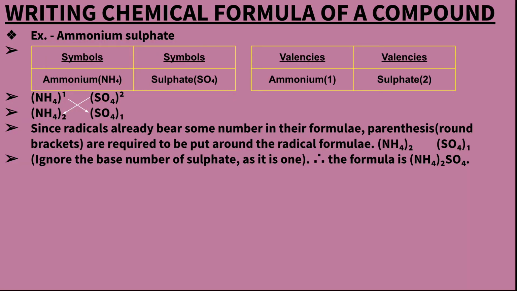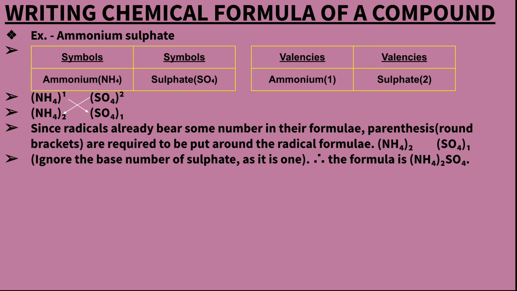Now the ammonium sulfate also NH4. Okay, ammonium radical is NH4 and sulfate is SO4. Ammonium has a valency 1 and sulfate has a valency 2. Again, see, we write the valencies as NH4 with 1 at the upper corner and SO4 with 2.